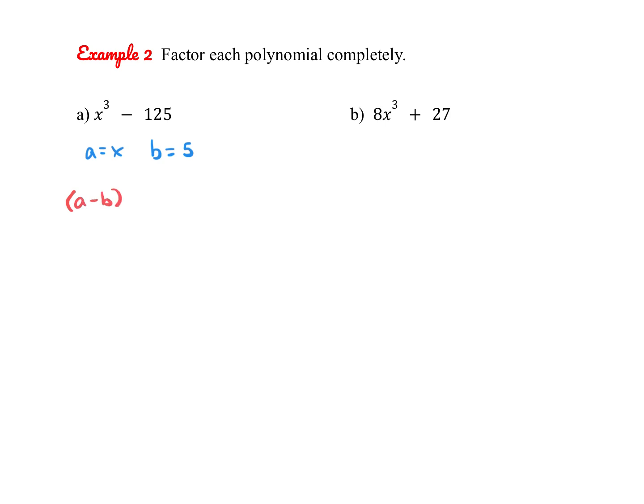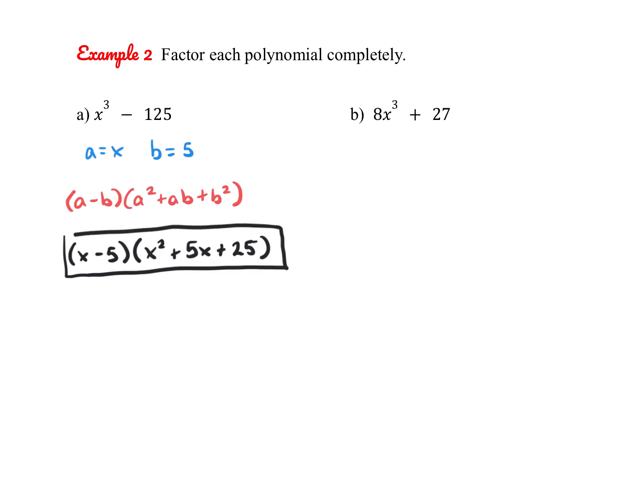And then I'd like everyone to do this. We're going to actually write out the formula. The more you write out the formula, the easier it will be to memorize. So a minus b times a squared plus ab plus b squared. So now we're simply substituting values in. x minus 5, a minus b, times a squared, so x squared, plus a times b, so 5x, plus b squared, and 5 squared is 25. And this should be fully factored. As long as you checked for a GCF first, the remaining factors should be unfactorable. So like this trinomial, you should never be able to factor it more if you did it correctly.